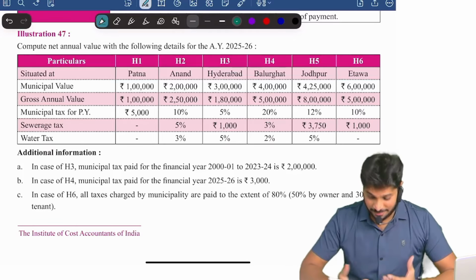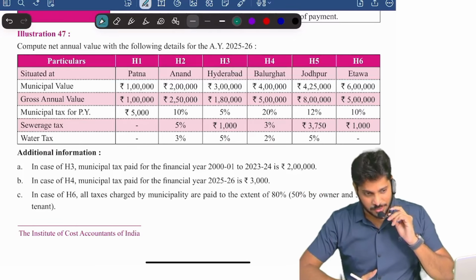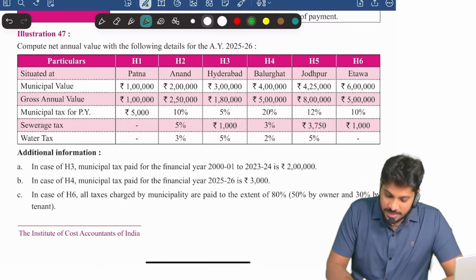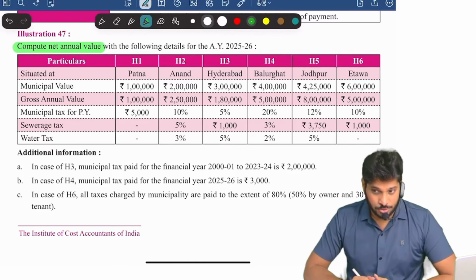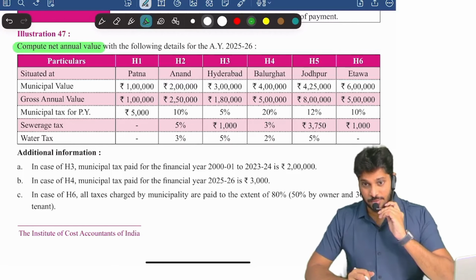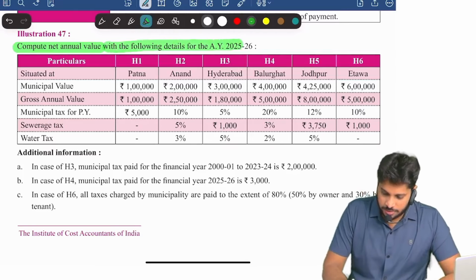Maybe we don't know. We need to see further problems. Only then we can understand. Next. So now here they are asking net annual value. How to calculate net annual value? Gross annual value minus municipal taxes paid is equal to net annual value with the following details.